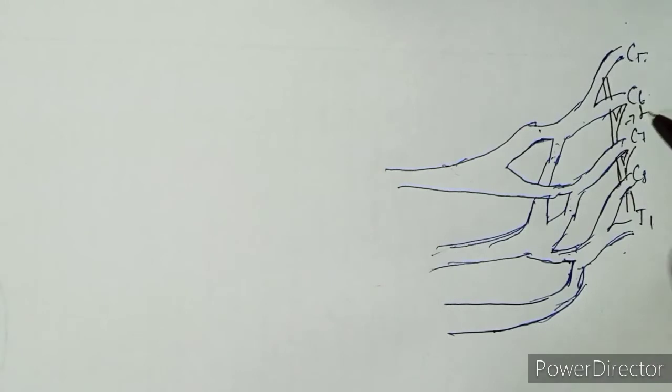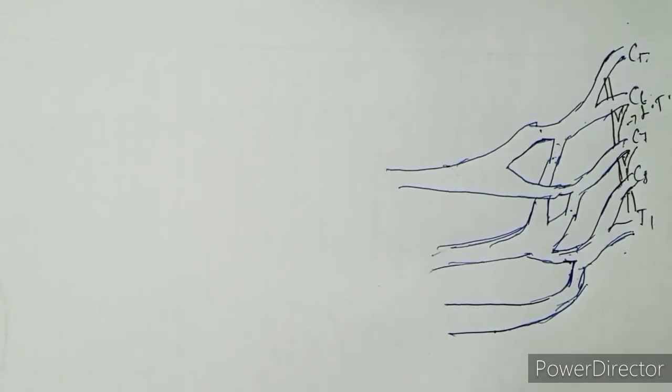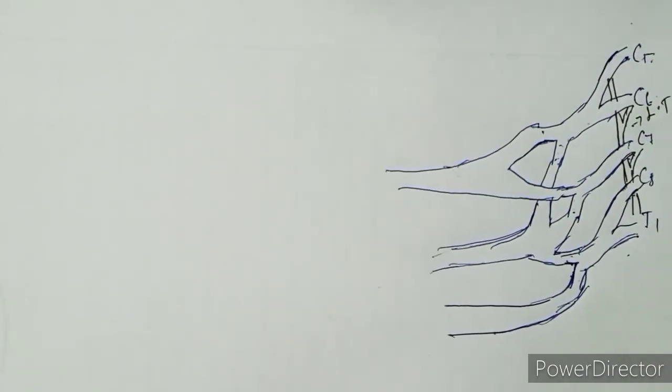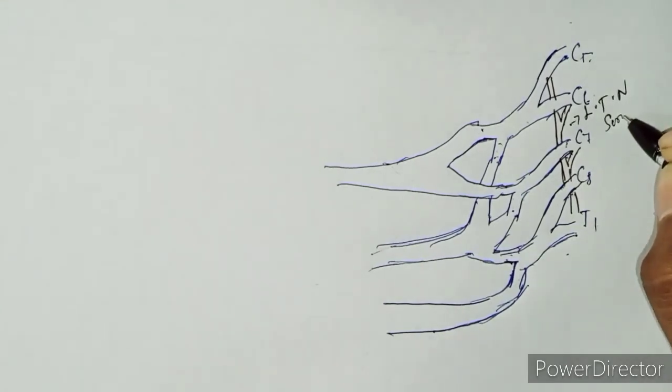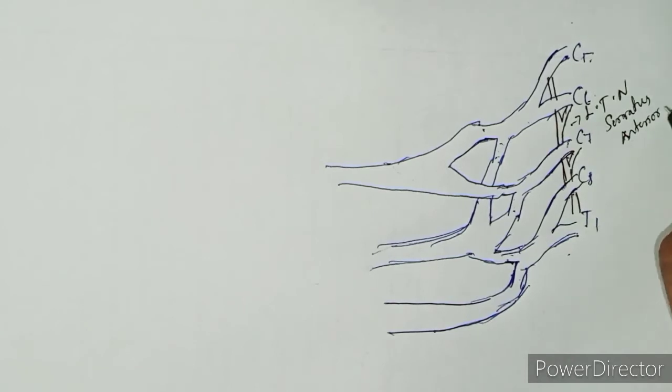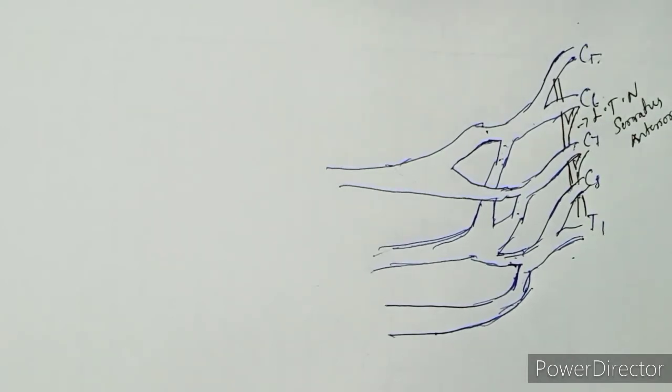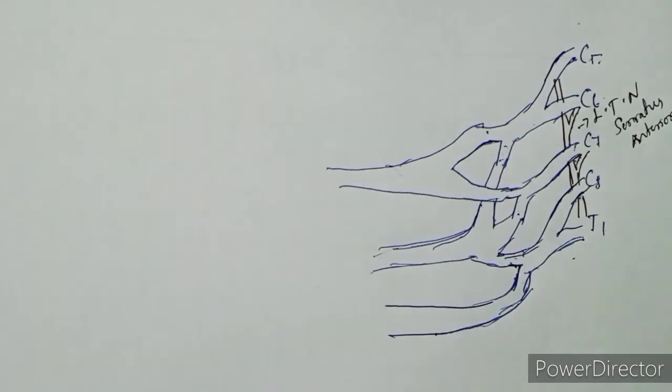This is called the long thoracic nerve, and this is going to supply the muscle called serratus anterior. Any injury to the long thoracic nerve will lead to winging of the scapula, which means the scapula is in the shape of a bird's wing.